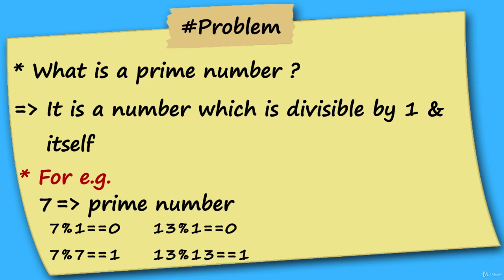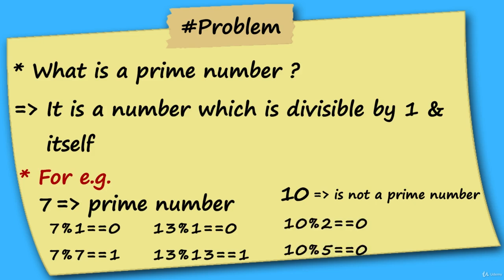If you consider 13, it also cannot be divided by any other number. But if you say 10, then it is divisible by 2 and it is divisible by 5 as well. So 10 is not a prime number. So if we look at this discussion, we can make out that the numbers which are not divisible by any other number are the prime numbers. This now we know, but how to achieve the same thing programmatically?